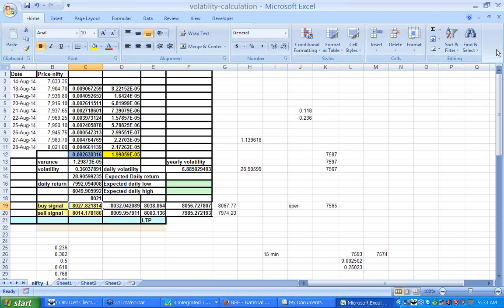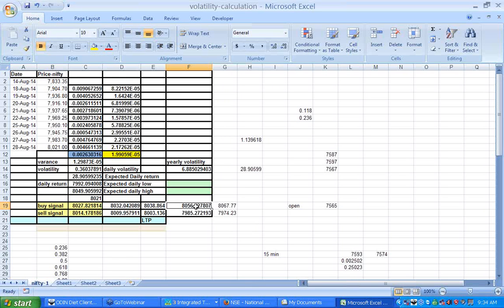So today's level is 8027. We should purchase at the 8028 level, and give a stop loss of 8014. Targets for the day, maximum 8056, and it will be moving with levels of 8032, 8038 and 8056. So these are the levels for the day as per the volatility. We must buy Nifty at 8028, keeping a stop loss of 8014. These are the targets for the day.